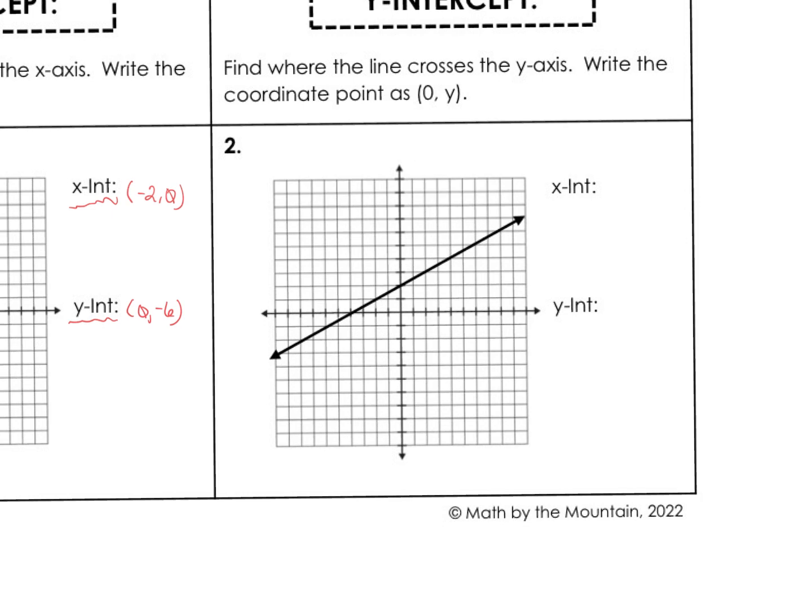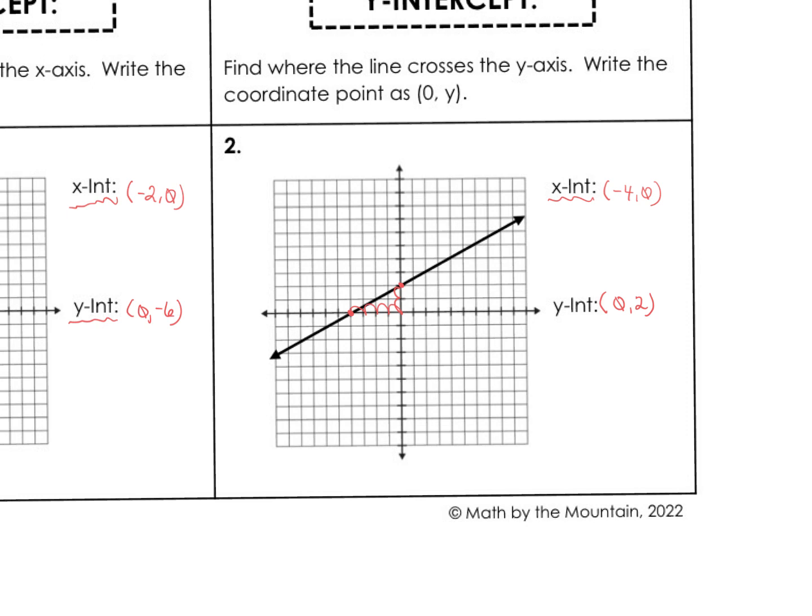In example number 2, again, you start at the origin, and you want to get to here for the x-intercept. So that's -1, -2, -3, -4. So the x-intercept is (-4, 0). And this is your y-intercept, and it's 1, 2. So it's (0, 2) for your y-intercept.